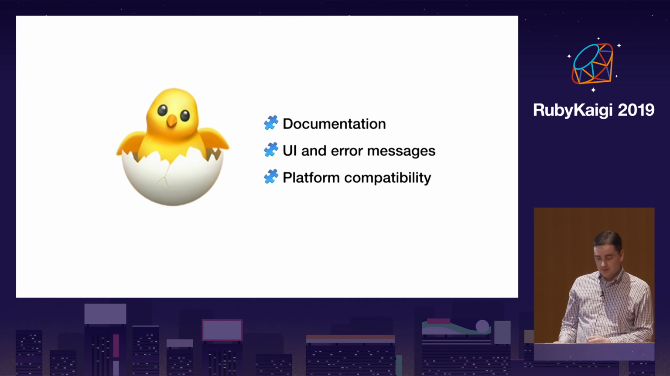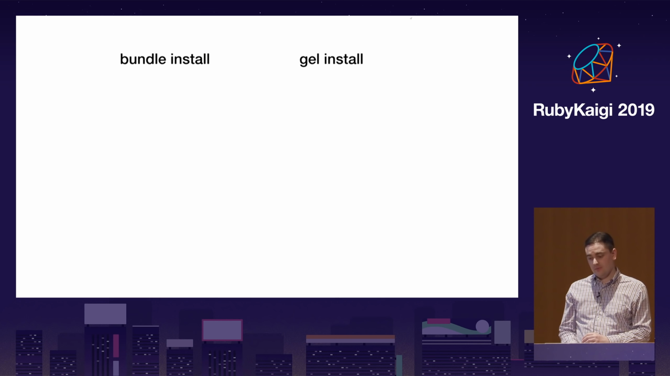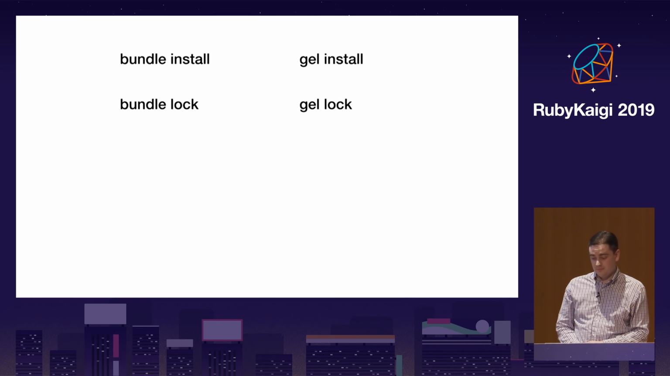So, bundle install, gel install. It currently doesn't support any options. We'll add some in time, but others like bin stubs and deployment mode are probably out of scope. Next, bundle lock, gel lock. This is a less common bundler command. It generates a lock file from your gem file without installing the gems afterwards.